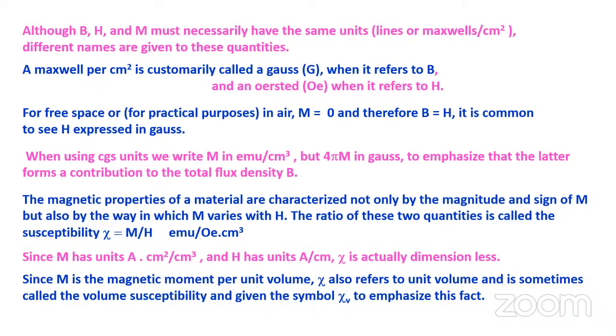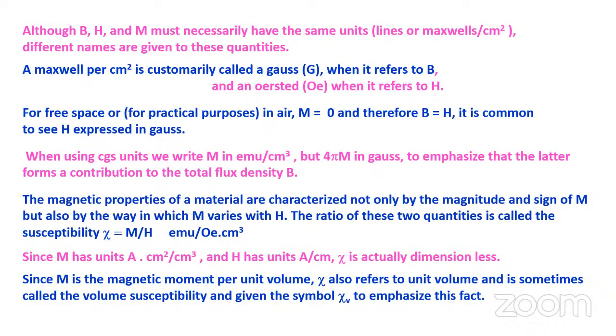Okay. So the magnetic properties of the material are characterized not only by the magnitude and sign of the magnetization, but also the way in which M varies with respect to H. And here, again, we are going to introduce one more important parameter, that is the ratio of magnetization versus the intensity of magnetic field H. Okay, and that is known as the susceptibility. The susceptibility of magnetic material is taken as a base for categorizing the magnetic materials into different types.